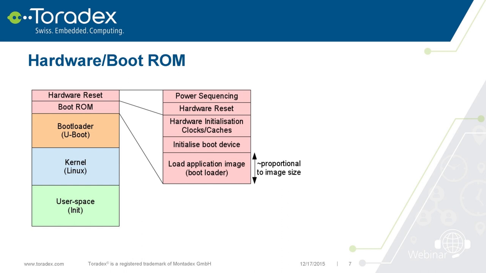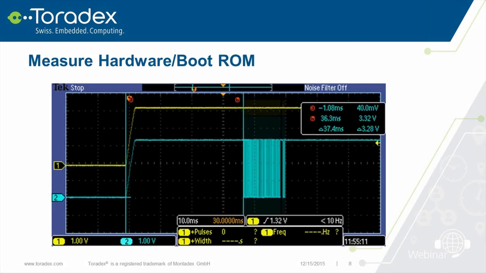So this is the very first part, which we usually cannot really influence. That's just given by the hardware and by the SoC vendor. Also, I did here a small measurement of how long this initial phase takes on a Vybrid. We see here the yellow line is the power, and the blue line is the transmit line of the debug UART, and we see the characters being sent from the module. The time between the startup of the power and the first character being sent is in this example somewhat below 40 milliseconds.